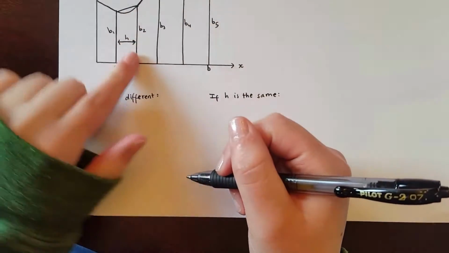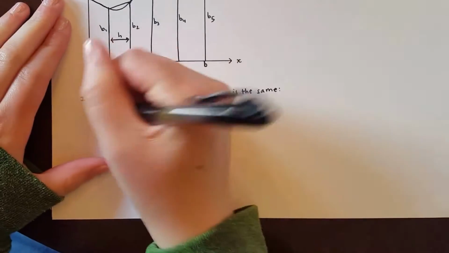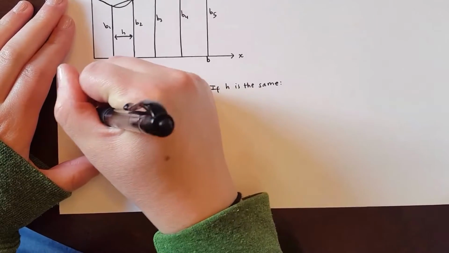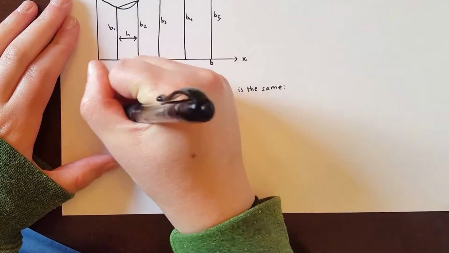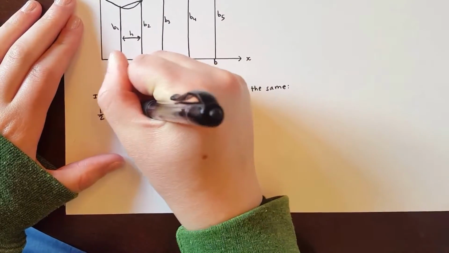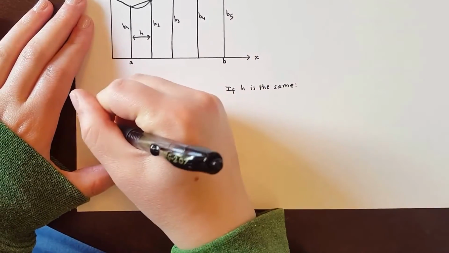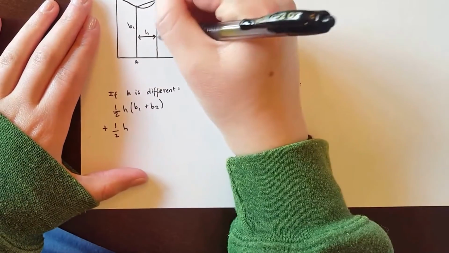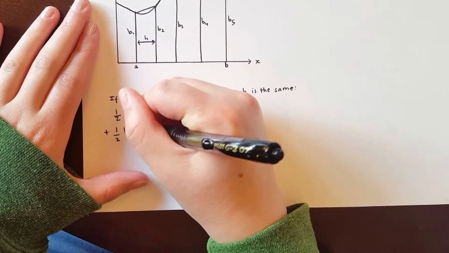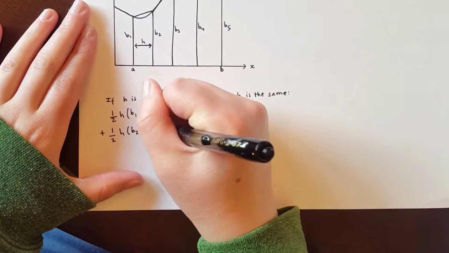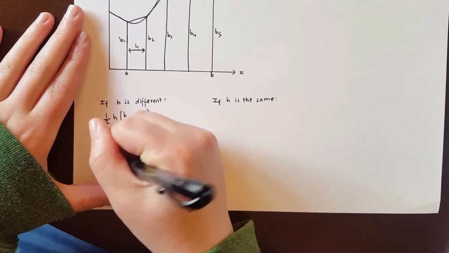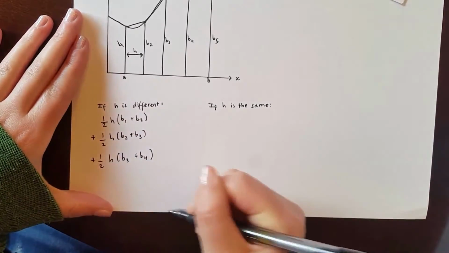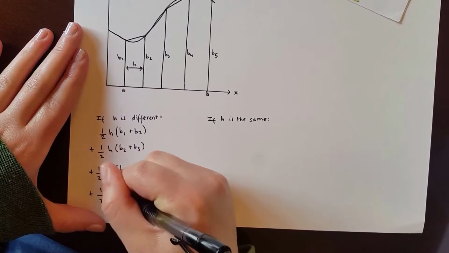If your heights for each trapezoid are different, what you do is you add them all separately. So your area of a trapezoid is 1/2 times h, and then your bases, so B1 plus B2. And then you're going to add it to the second trapezoid, so 1/2 times h, which is going to be this height, B2 plus B3.